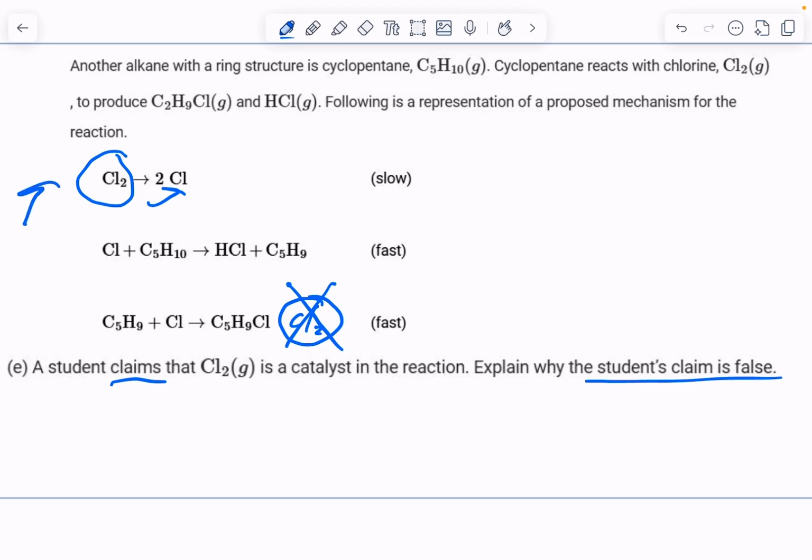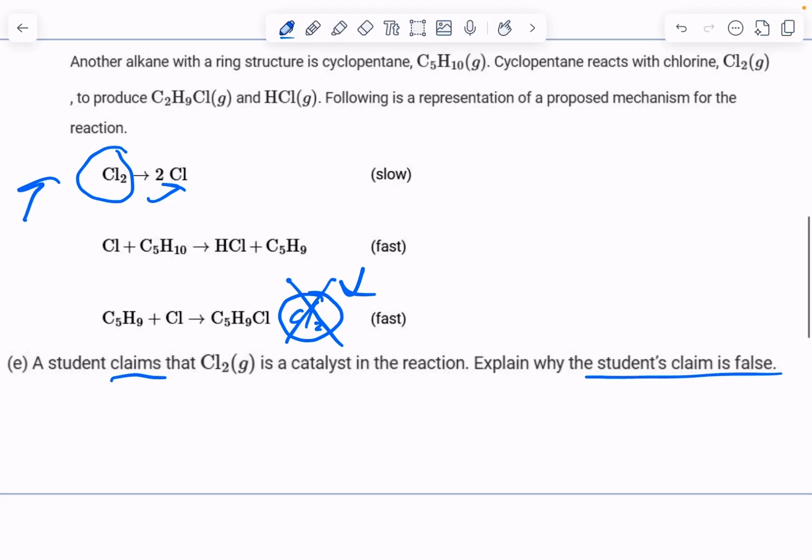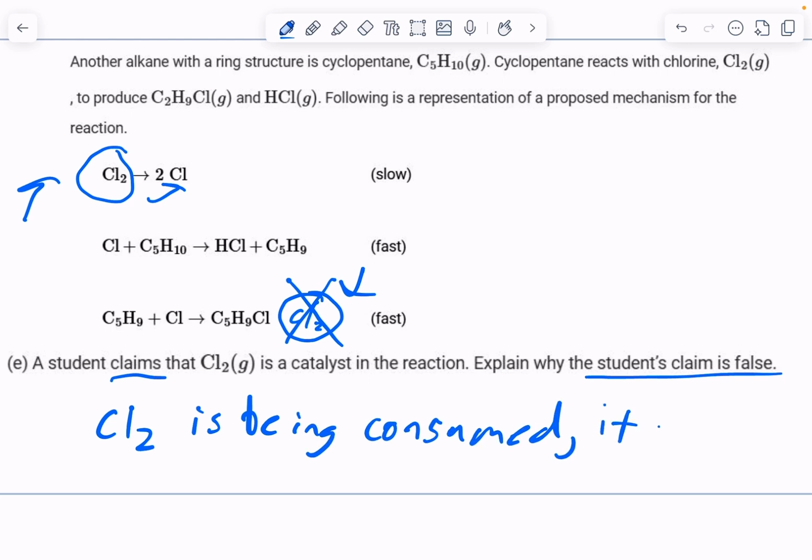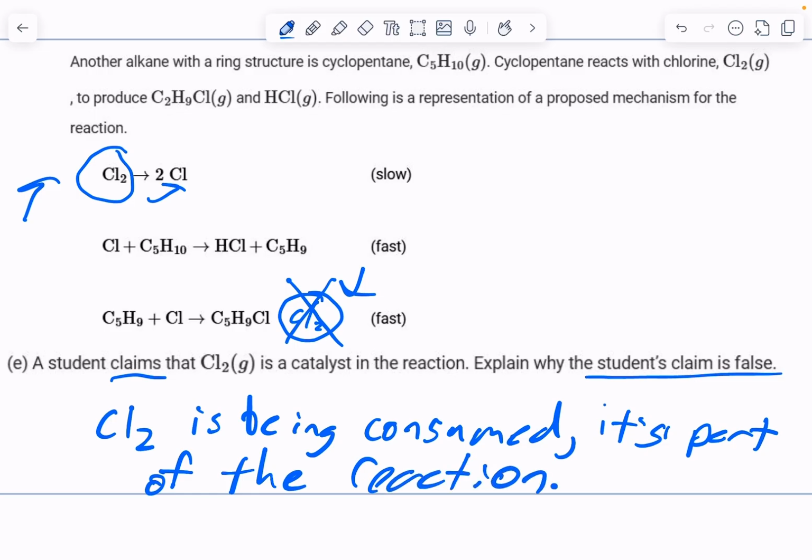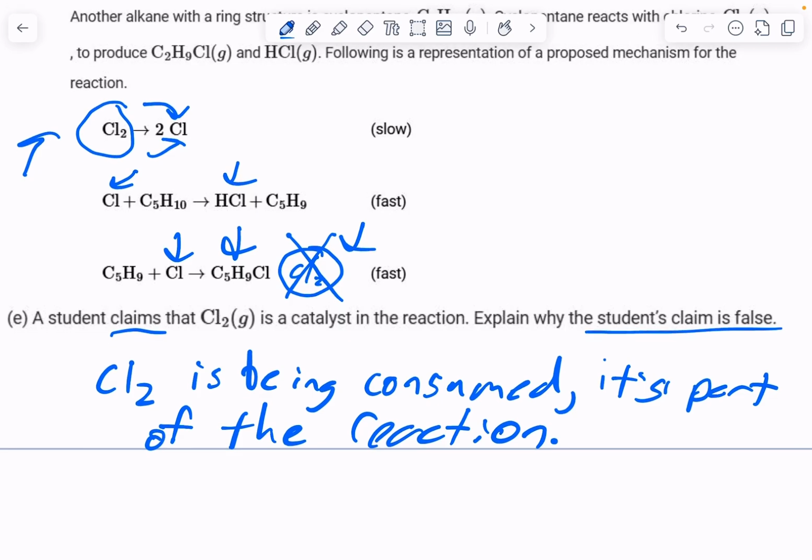Catalysts appear at the beginning of the reaction and at the end of a reaction. So this is true. So we got to explain why though. So the reason why is Cl2 is being consumed. It's being used as part of the reaction. Here, it's being broken down into two chlorine molecules or atoms, and then one chlorine is being part of the hydrogen, and another chlorine being part of the final product.